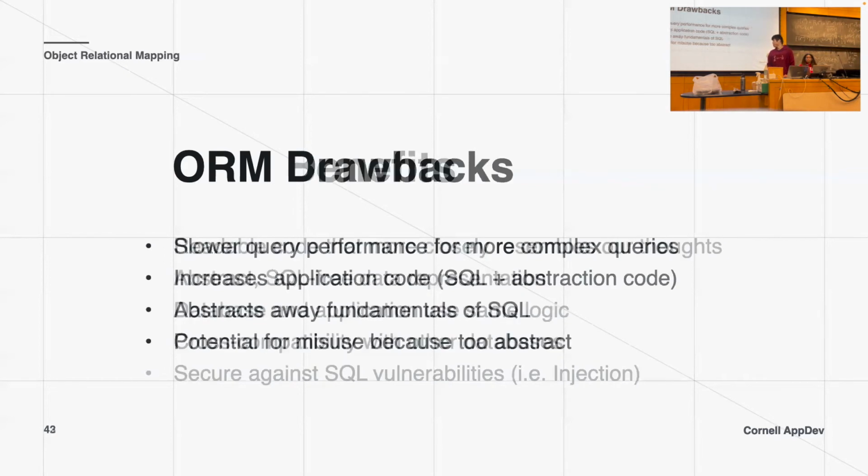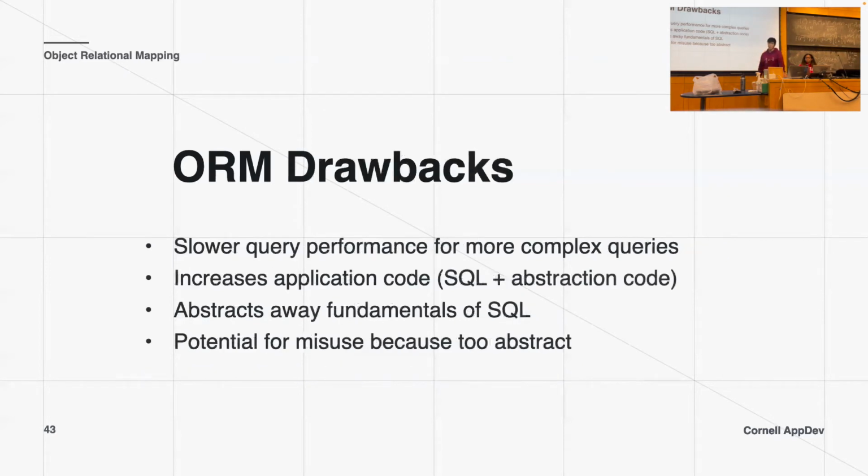As for ORM drawbacks, the biggest thing is that it's a bit slower. Because it's running SQL under the hood, it first converts Python code into SQL and then runs it. So obviously that's a bit slower than just running direct SQL code. That's the first thing. The second thing is that it usually increases application code, meaning it increases the amount of text you have to write, even though it's more legible. Rather than select all from users, it would be a little bit more code to type.